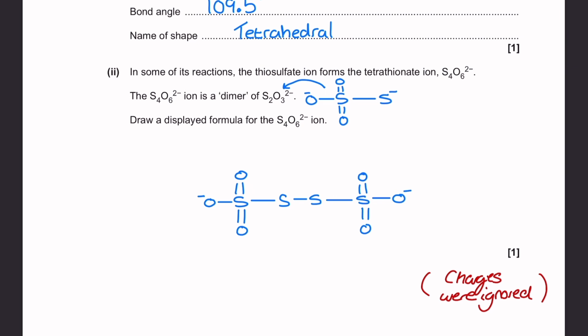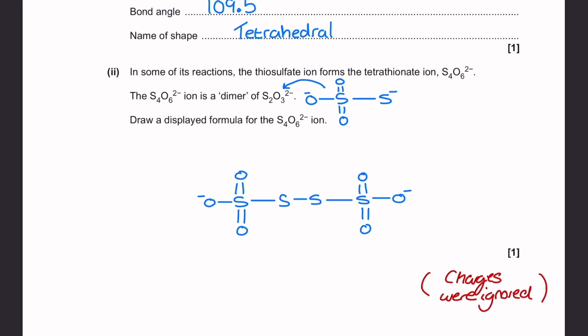The S2O6 2- ion is a dimer, which just means those two bonded together to make one molecule. Draw the displayed formula of the S2O6 2- ion. I think it's a bit of a strange question, but I think the reason they've asked it is because they want to see if you can give an answer in displayed formula, if you can interpret what a dimer is. So a dipeptide, for example, although outside of A-level chemistry, is an example of a dimer.